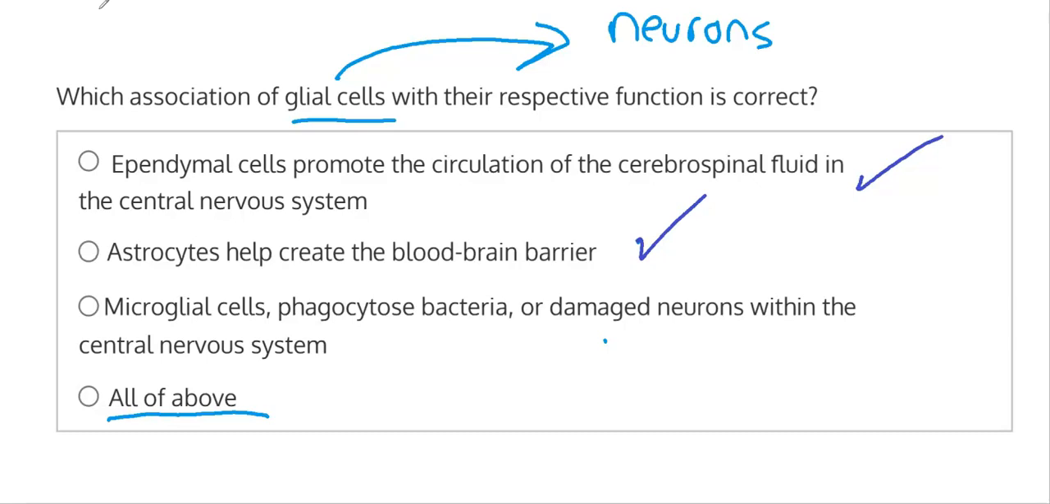Let's see what option C has to say. It's saying that microglial cells phagocytose bacteria or damage neurons within the central nervous system. And this is in fact correct. The microglial cells utilize phagocytosis. Remember, that's kind of like eating away the pathogens that shouldn't be there to keep the nervous system healthy and avoid potential infection and inflammation. So option C is also correct, and therefore, because options A, B, and C were all correct, we could go with all of the above for describing the glial cells.